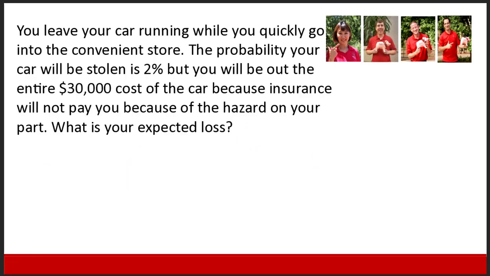Okay, so let's try this one. So this is pretty much the same thing, just in a little bit different form. So basically, set it up the same way. You know that the probability is 2%, so that's going to be 0.02. We know that it's a $30,000 loss. So multiply those out. 600.